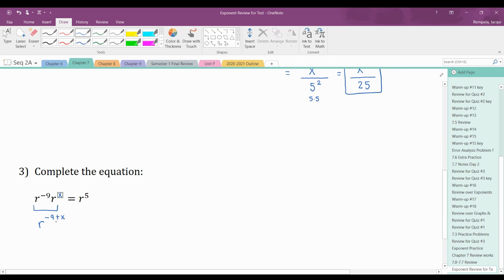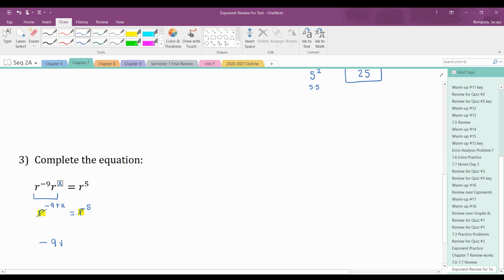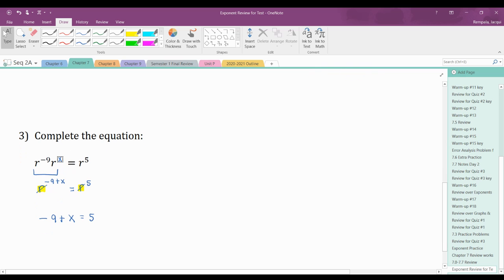So it's really like negative 9 plus x. On the other side, it's still r to the 5th power. But because I have the same exact base on either side of the equation, I can essentially ignore those and just set the exponents equal to each other. So negative 9 plus x is going to equal 5.